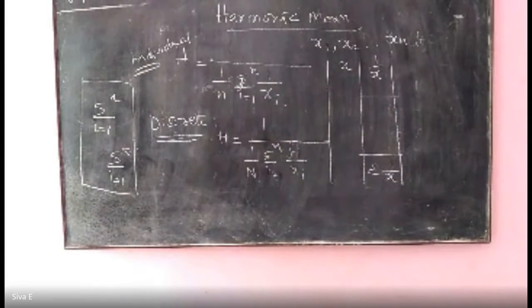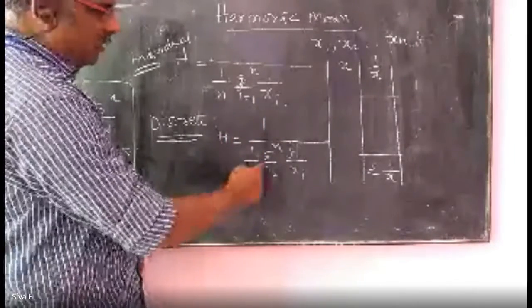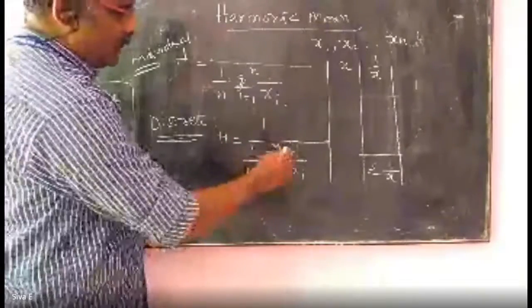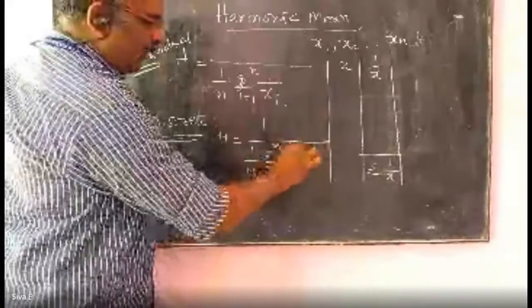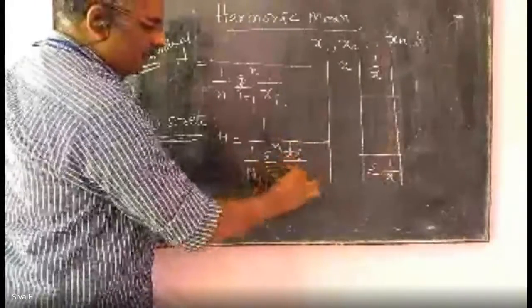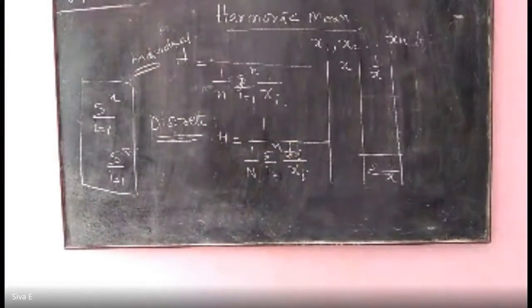Could you please repeat the formula for discrete type? It's not visible properly. Yes, H equal to 1 by n, summation of i equal to 1 to n, fi by xi. It is for the discrete case.